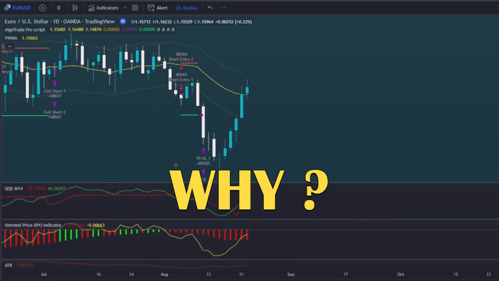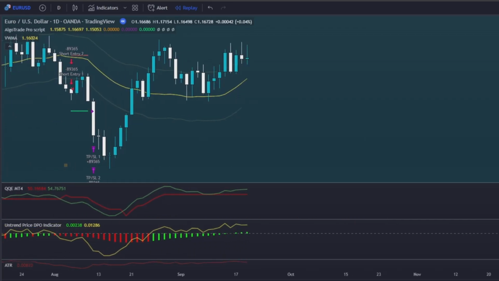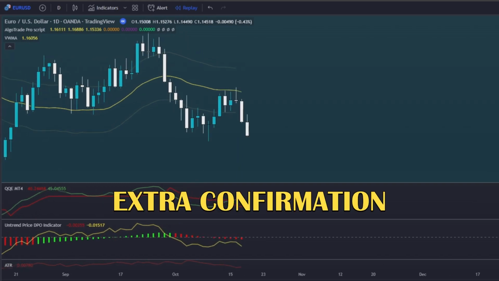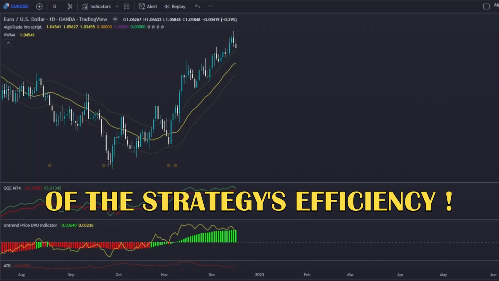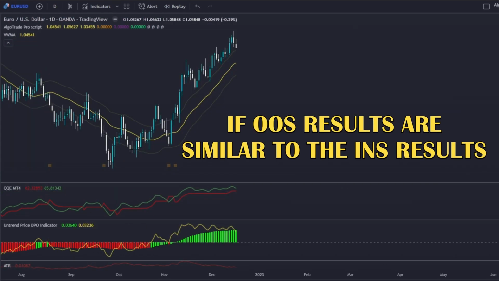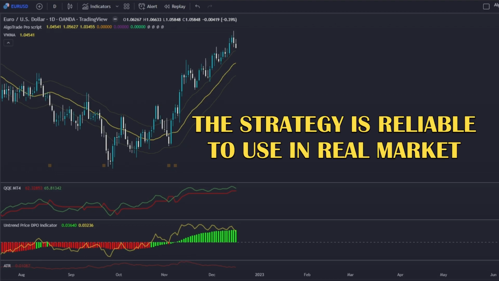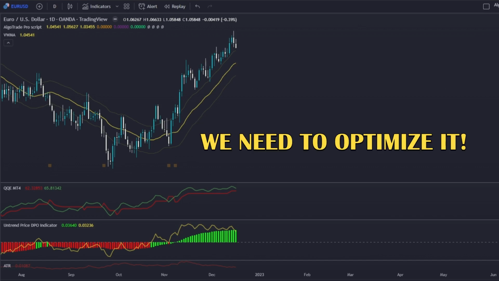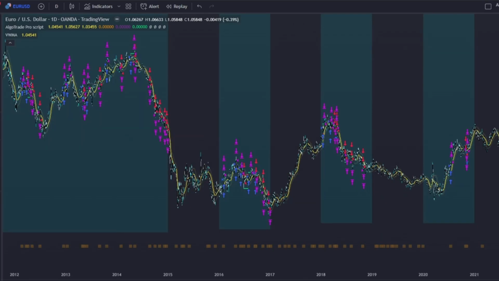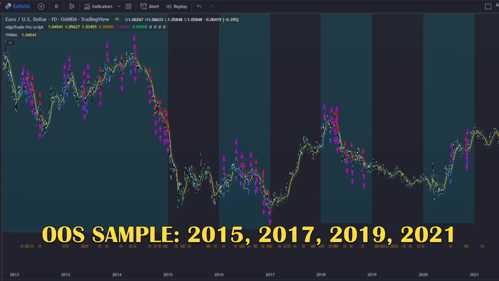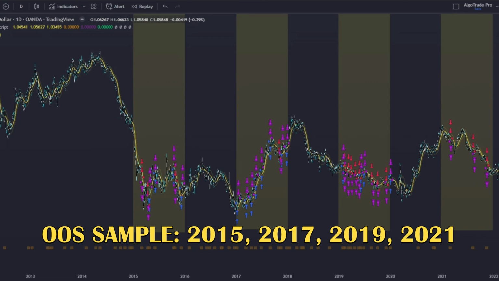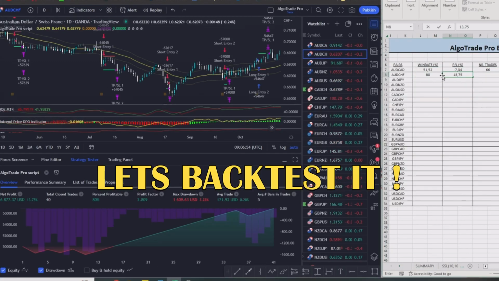And why, you ask? Because by using an out of sample test, I will get extra confirmation of this strategy's efficiency. If the results are similar to the ones in the in sample, then we can conclude that the strategy is reliable to use in the real market. If not, then we will need to make some optimizations on it to improve its efficiency. The out of sample backtest will be made on the data from the years 2015, 17, 19 and 21. Let's jump on it.